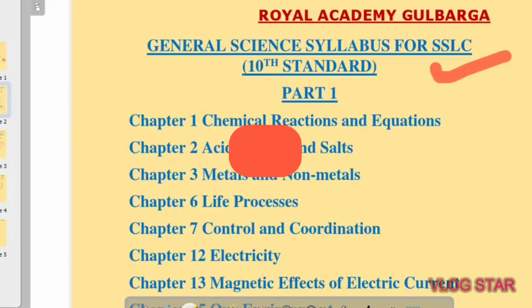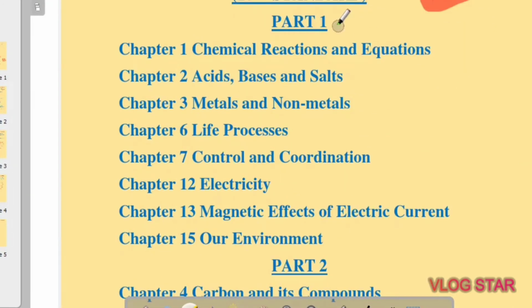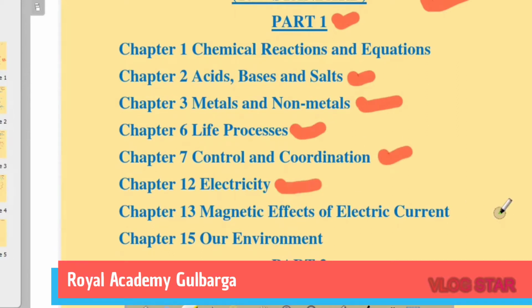Now let us see the general science syllabus for your 10th standard. In part 1 you have 8 chapters, that is chemical reactions and equations, acids bases and salts, metals and non-metals, life processes, control and coordination, electricity, magnetic effect of electric current, and environment.